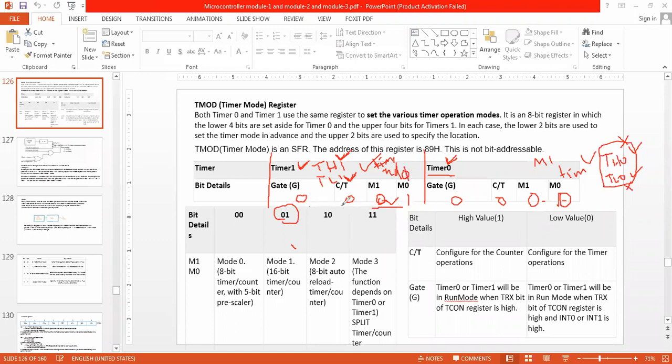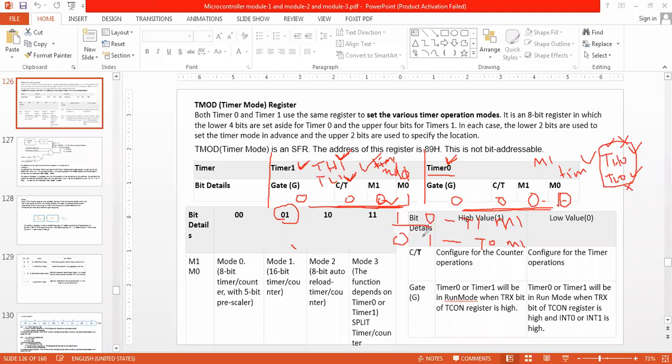So what is the value now? 0, 0, 0, 1, 0, 0, 0, 0. So it will be 10H. Before it was 01H. So 01H is where I am using TH0, TL0, so timer 0 and mode 1. If it is 0, 0, 0, 1 and 0, 0, 0, 0, then the total value will be 10. It means that I am using timer 1 and mode 1.